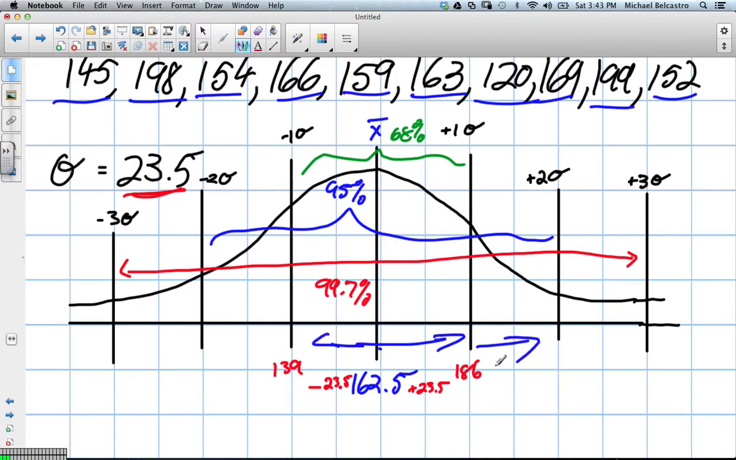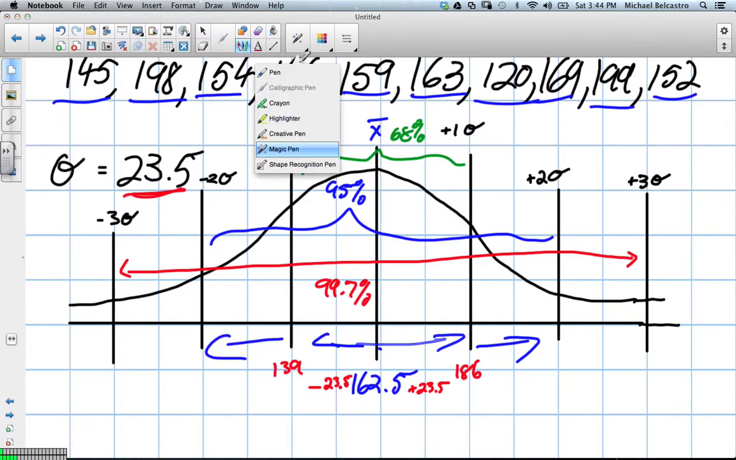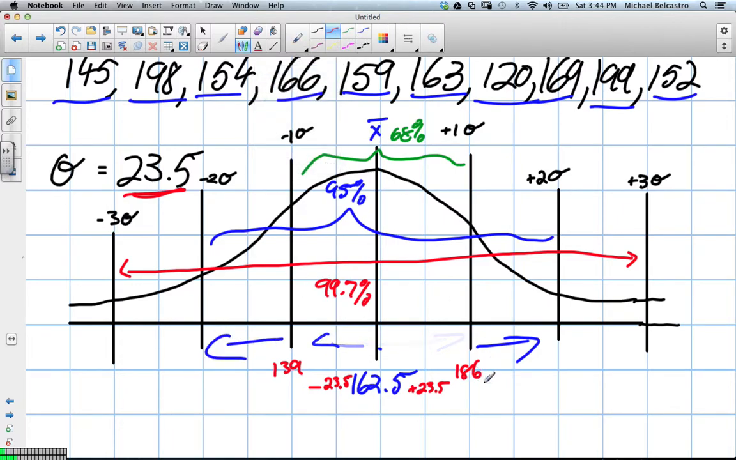Well, our question asked us 2, so we have to take that a step farther. We do the same process again, and from 186 we add 23.5, which is going to give us 209.5, and 115.5. Yep. Mental math is still okay. Okay, good. So that's within 2 deviations.